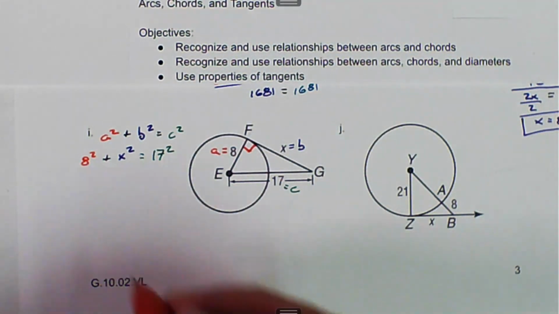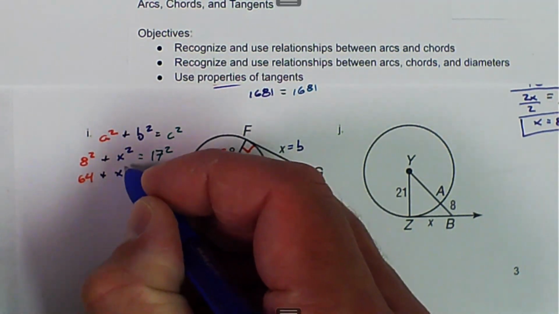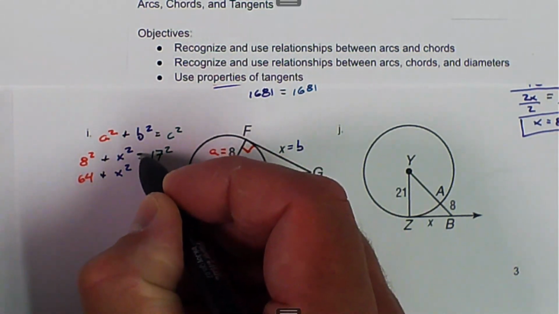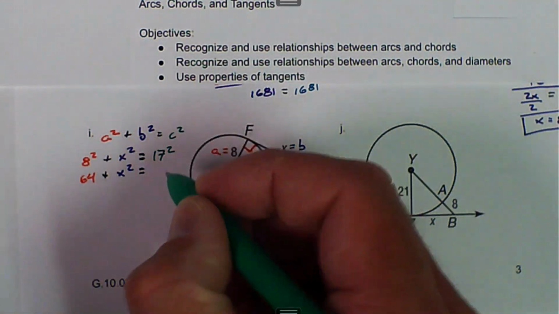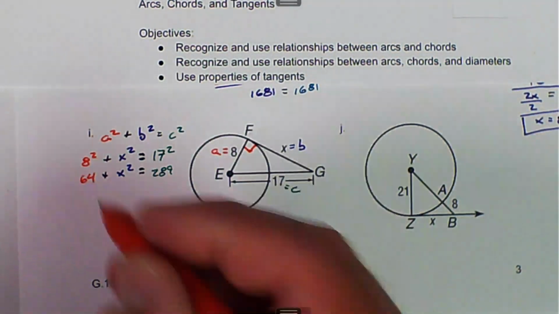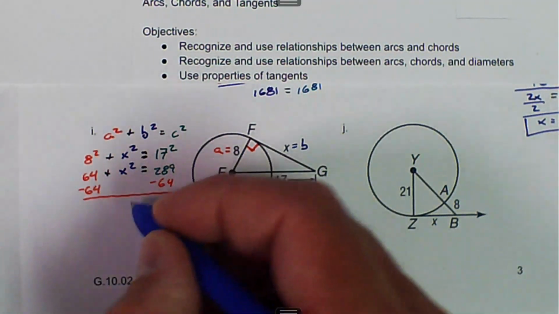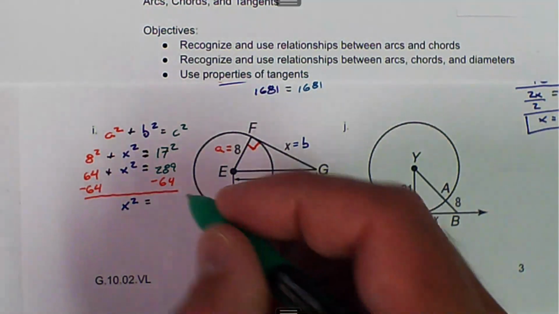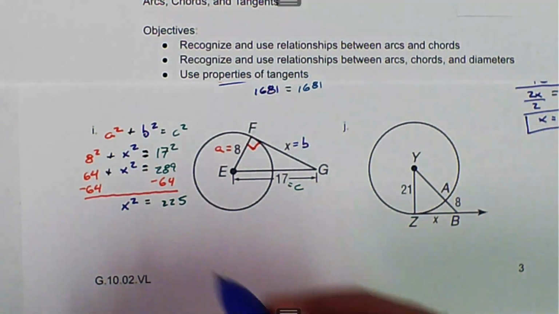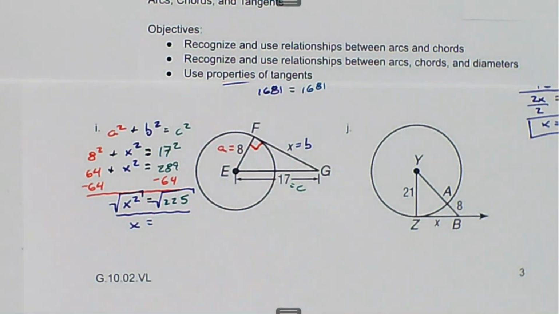Then we have to use our calculator. 8 squared is 64 plus x squared. We're going to leave it as x squared because that's what we're trying to find. And 17 squared is 289. So we can subtract 64 to get x squared by itself, and we get x squared is equal to 225. Then we can take the square root of both sides, and we get x is equal to 15.